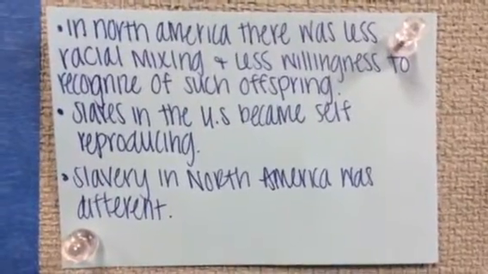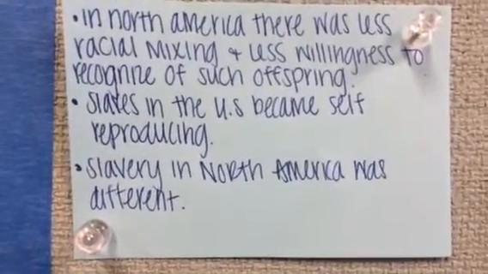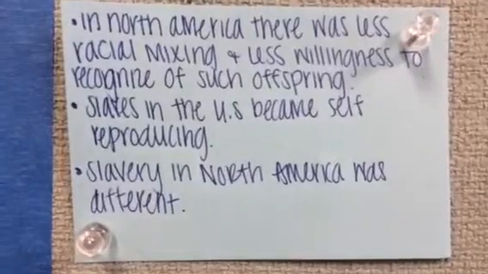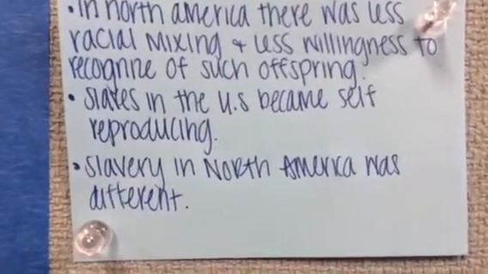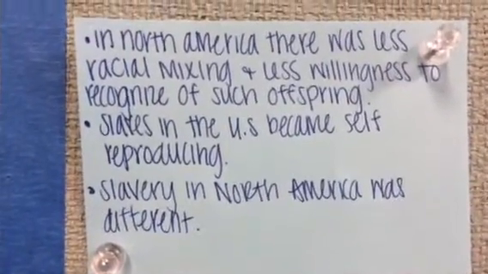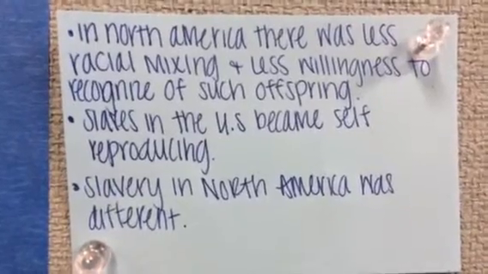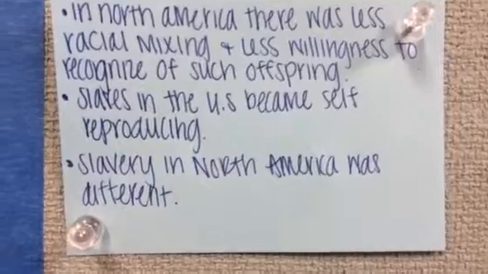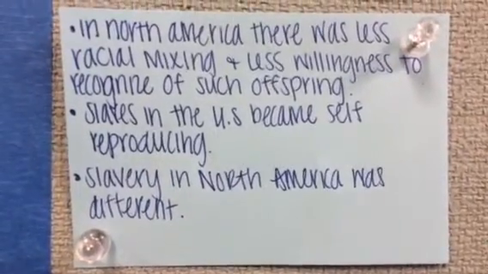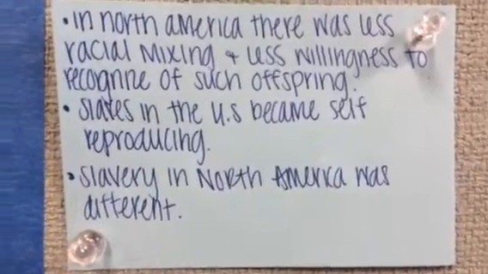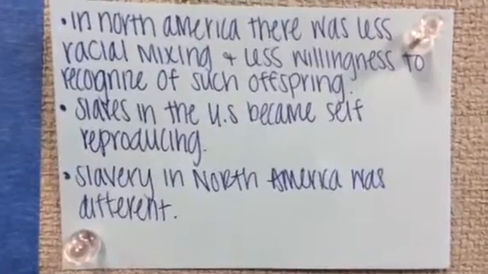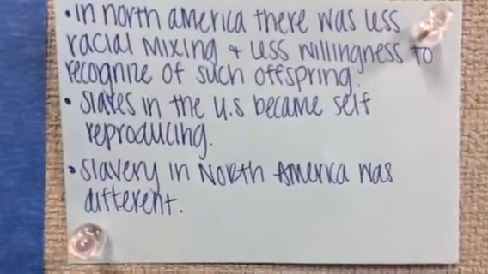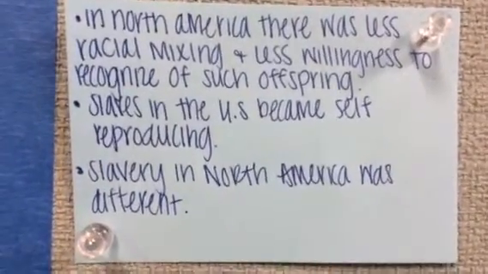In North America, there was less racial mixing and less willingness to... I don't know, what does that say? Something of recognize such offspring? Okay, so if there is mixing, they're not recognizing that offspring necessarily. So slaves in the U.S. became self-reproducing. All right, so they're reproducing among their own people, their own social hierarchy.